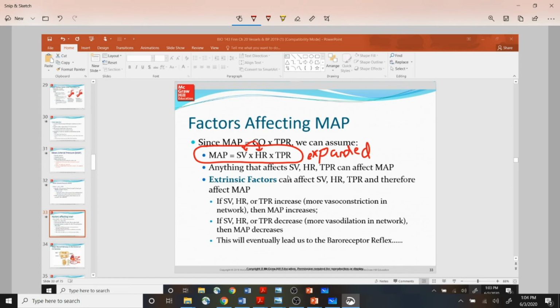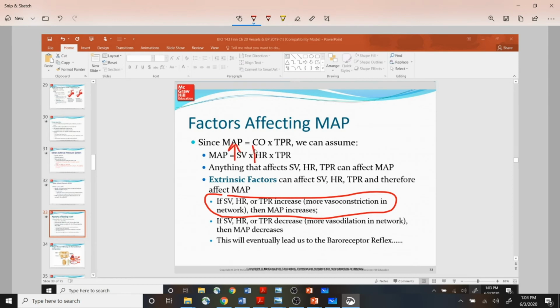Now, anything that affects any of these three can affect mean arterial pressure. So here's the thing. If any of these three increase, if stroke volume increases, if heart rate increases, and if total peripheral resistance increases, and when we say total peripheral resistance increases, we're saying there's more vasoconstriction in the network, what I just showed you, it's a direct relationship. It causes mean arterial pressure to increase. Okay?